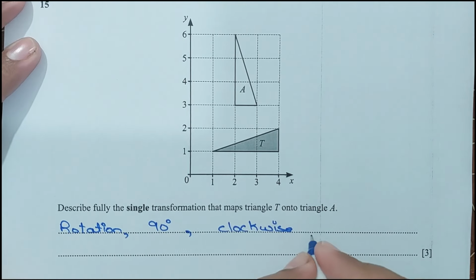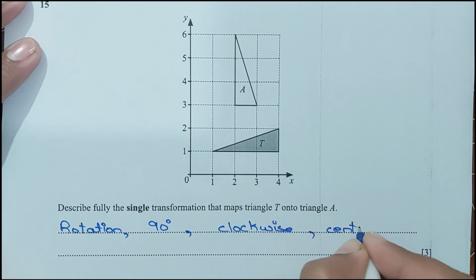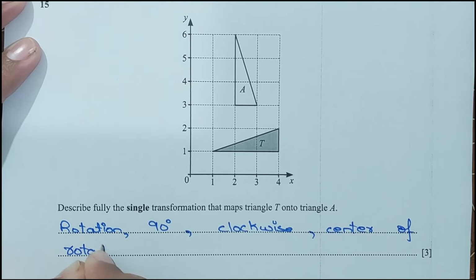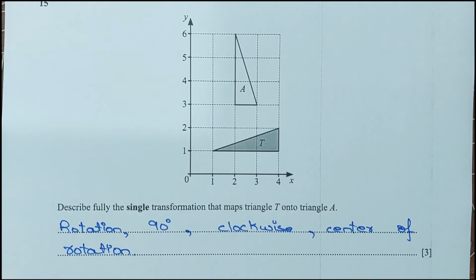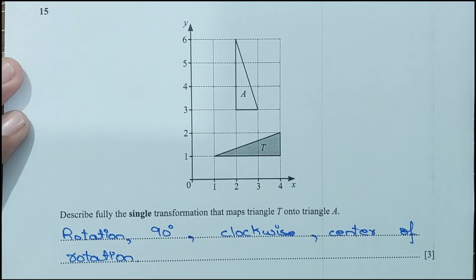Now let's find out the center of rotation. So to find the center of rotation, there are many other methods, because if you have tracing paper in the exam, you can use that method. That is pretty easy, but most of the students complain in the comment section that they do not have the tracing paper. So how can we find out the center of rotation?